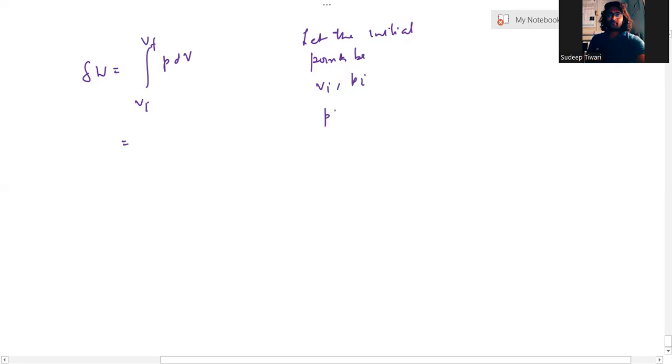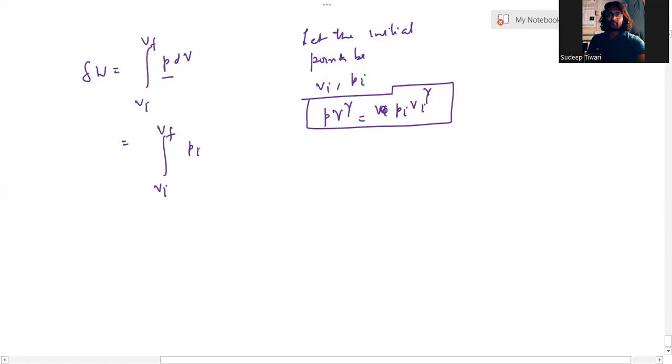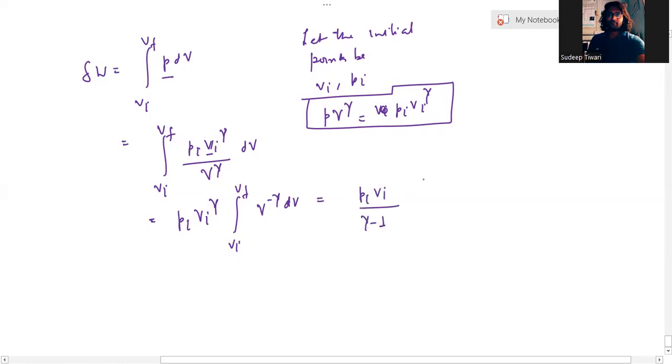Now, in general, at any later instant, PV raised to power gamma, the general P and V, would be equal to Pi Vi raised to power gamma. So I'll replace it here. It will be V initial to V final. What is P? I can write P simply as Pi Vi gamma divided by V raised to power gamma. Remember, this is constant, so these things will go out of the bracket. Integral, that is Pi Vi raised to power gamma, integration from Vi to Vf, V raised to power minus gamma dV, and this will give me Pi Vi upon gamma minus 1 times Vi to the 1 minus gamma minus Vf to the 1 minus gamma.